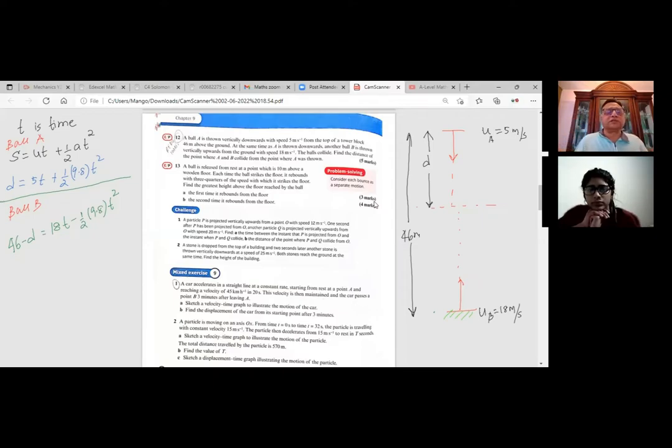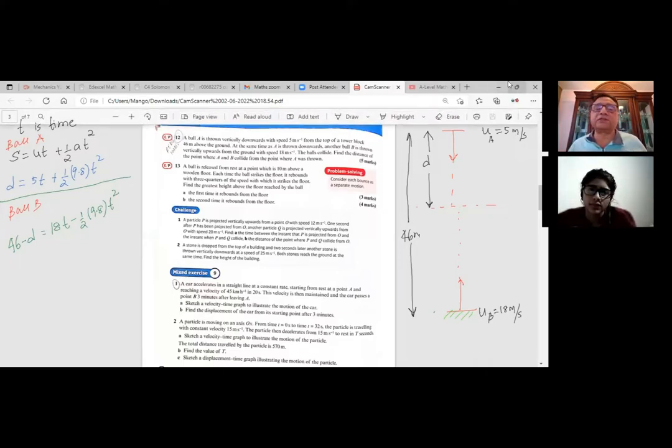Sum of these two distances, 46, we could do like this also. In that case, you wouldn't be doing upward or downward. Why should I? I should use my convention to my advantage rather than getting bound with some difficulties. Of course, the convention is very straightforward.